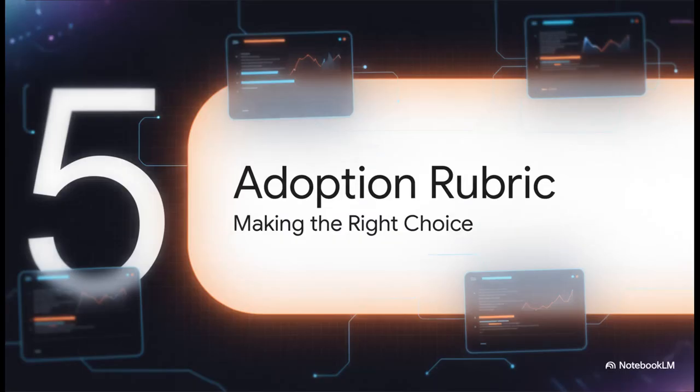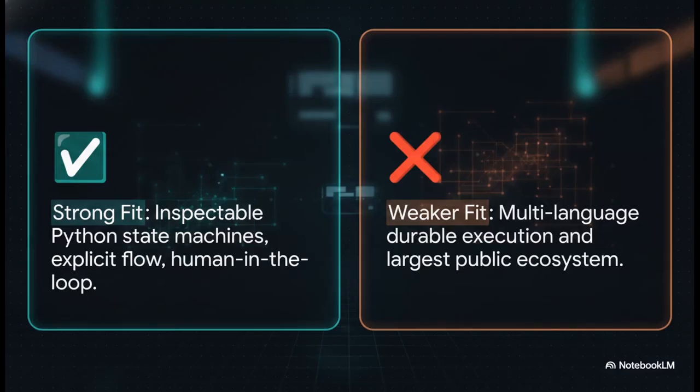And finally, Part 5, the final adoption rubric. So, we have reached the ultimate decision point. Before you commit real engineering resources to this blueprint, how do you know if Burr is actually the right choice for your team? Well, Burr is a massive asset, a really strong fit when you explicitly want inspectable Python state machines. If you need transparent AI agent control flow with zero hidden magic, if you require human-in-the-loop workflows where the graph physically pauses for approval, or if you want self-hosted observability without shelling out for a pricey SaaS platform, Burr is absolutely exceptional.